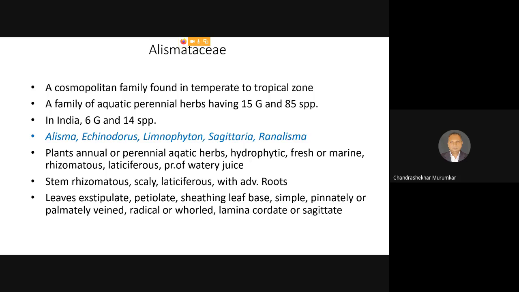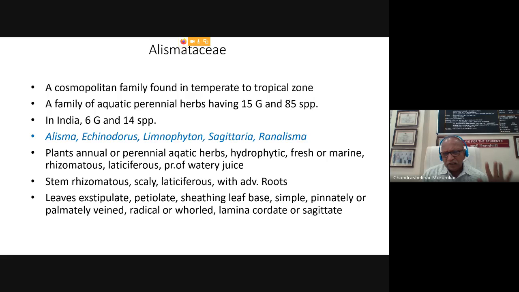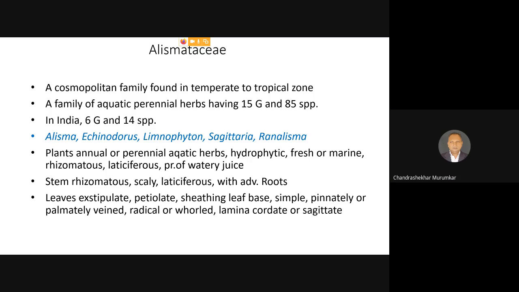Now, these are present in 2 forms. Either they are totally submerged or they may be present as emergent plants. Emergent means they are present on the margins, so the lower part of the plant is submerged in the water, whereas the leaves and the floral parts of the inflorescence come up in the air. So it may be totally submerged or totally emergent. As I told you, they are both freshwater as well as marine water members.